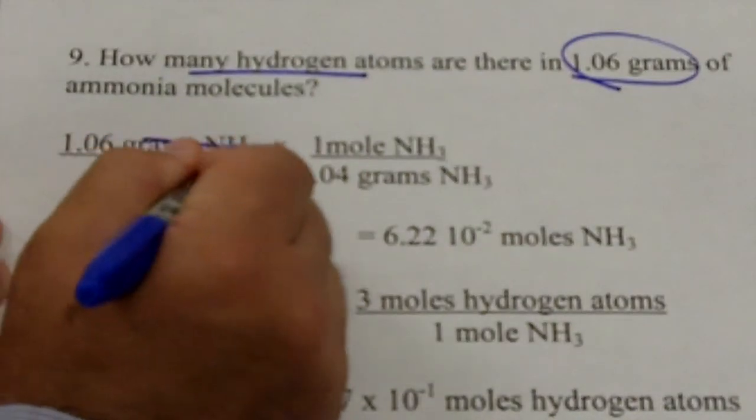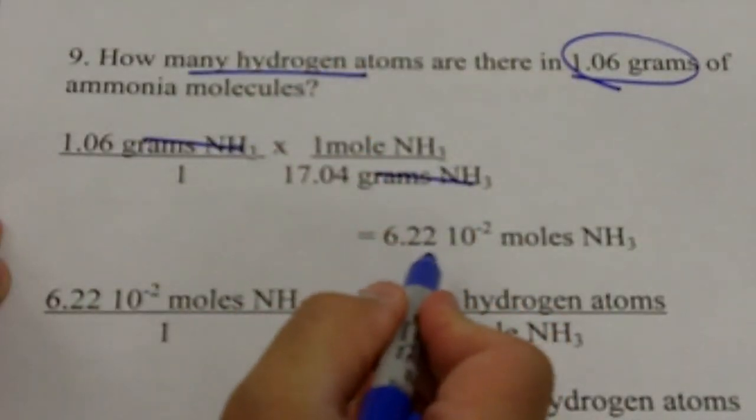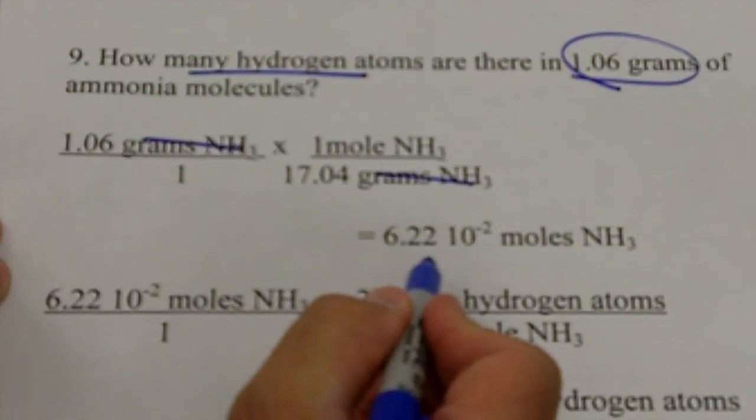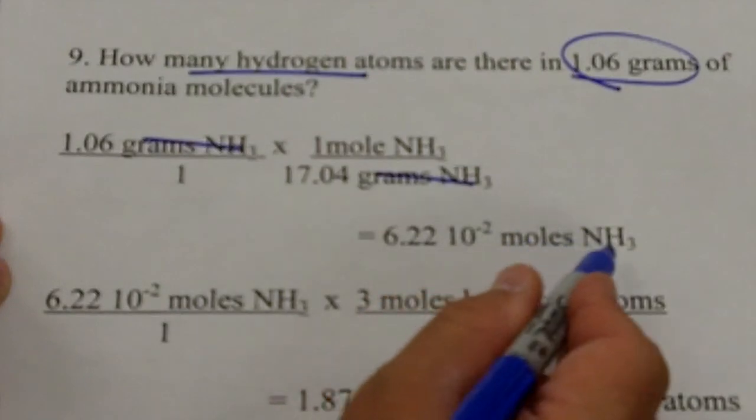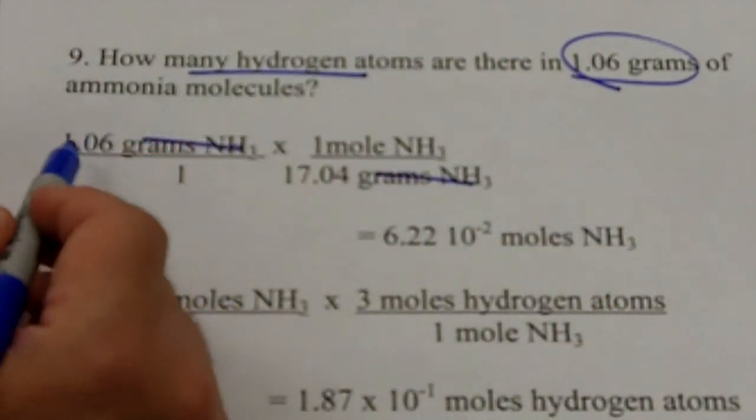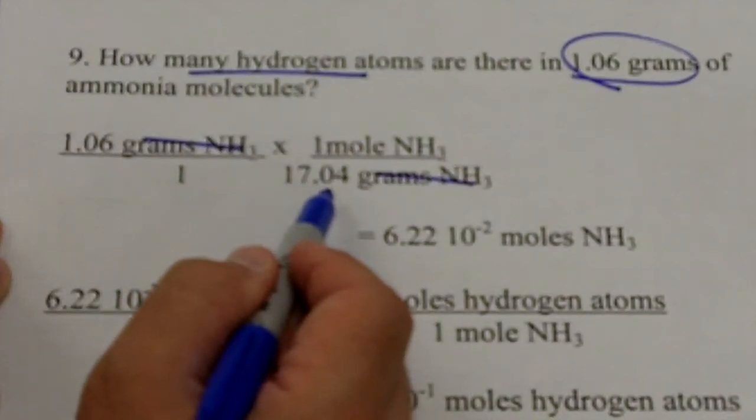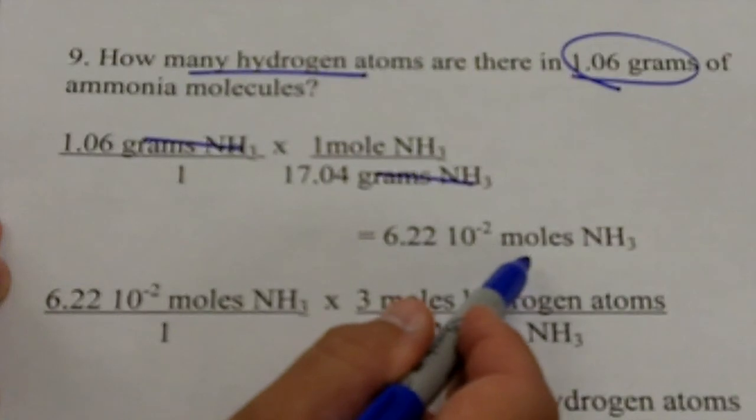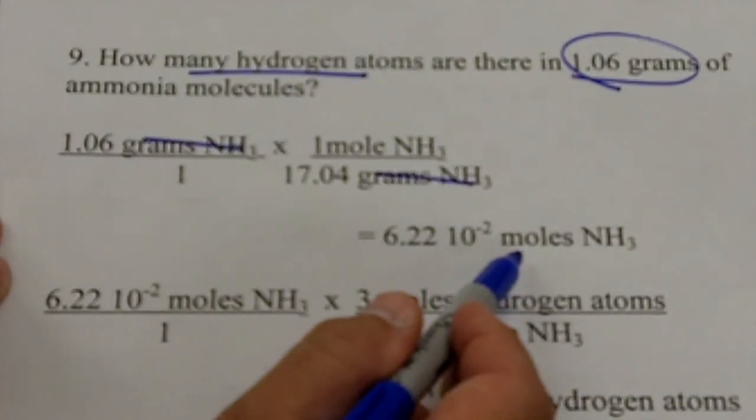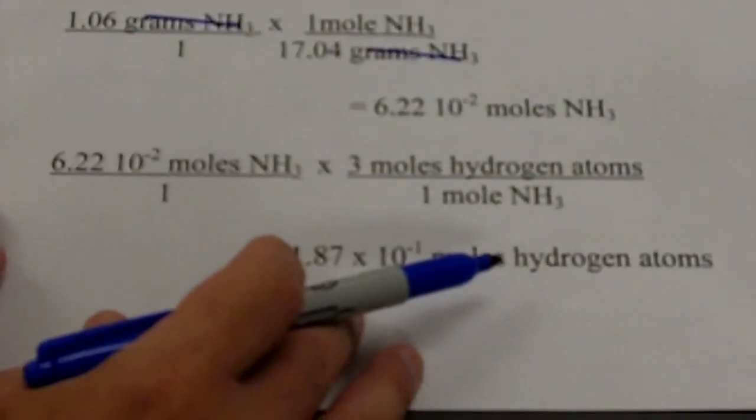Now what we're going to do is cancel this unit with this unit, and that's going to tell us the number of moles of ammonia. We've got 6.22 times 10 to the minus 2 moles of NH3. That's what happens when I divide 1.06 by 17.04. 6.22 times 10 to the minus 2 moles of NH3. But I'm not done yet, because that's not what I'm looking for. I'm looking for how many hydrogen atoms. So here comes the tricky part.